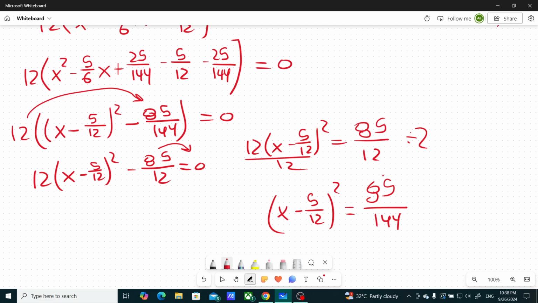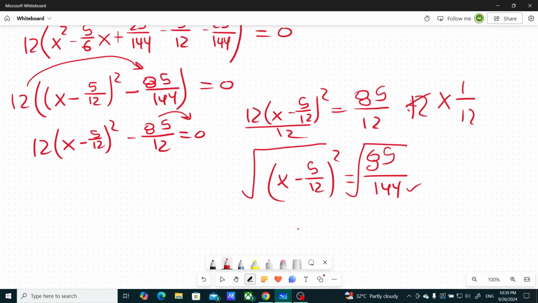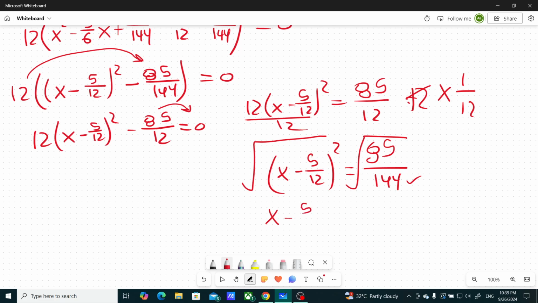Since over 144, this is a divide by 12. Dividing by 12 is the same as multiplying by 1 over 12. So 1 times 85 is 85, 12 times 12 is 144. So I will square root both sides. I will have x minus 5 over 12 equals plus or minus square root of 85 over 12.